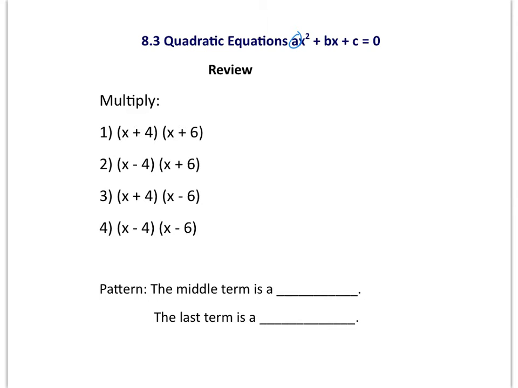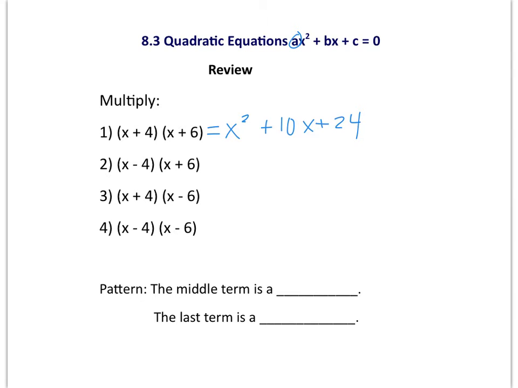So let's review. If we go back to multiplying binomials, FOILing, or using the box method, let's remind ourselves what we get for solutions here when we multiply these four problems together. So x plus 4 times x plus 6, and again, if we can try to get quicker at some mental math, we don't have to show our work. This is x squared plus 10x plus 24.